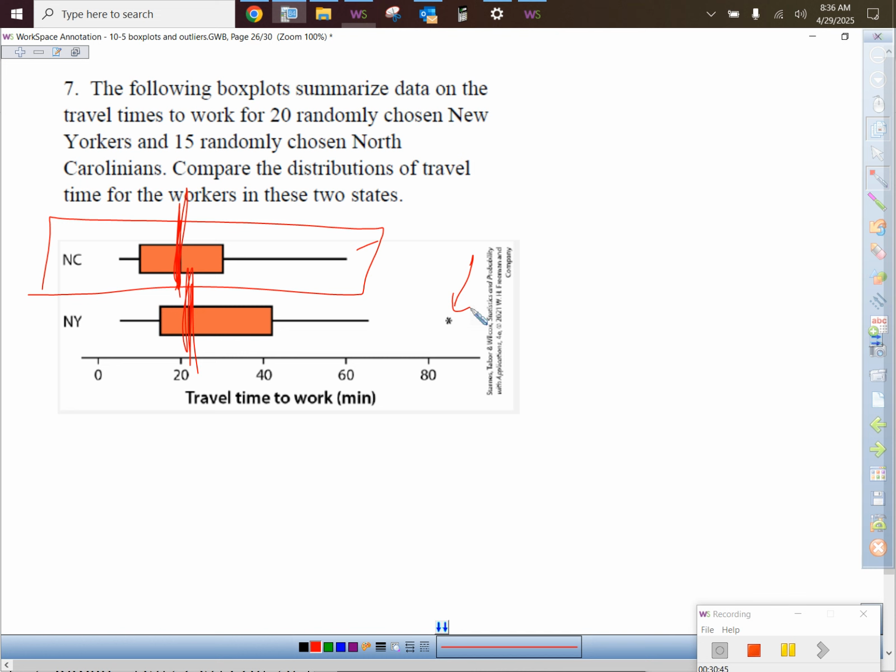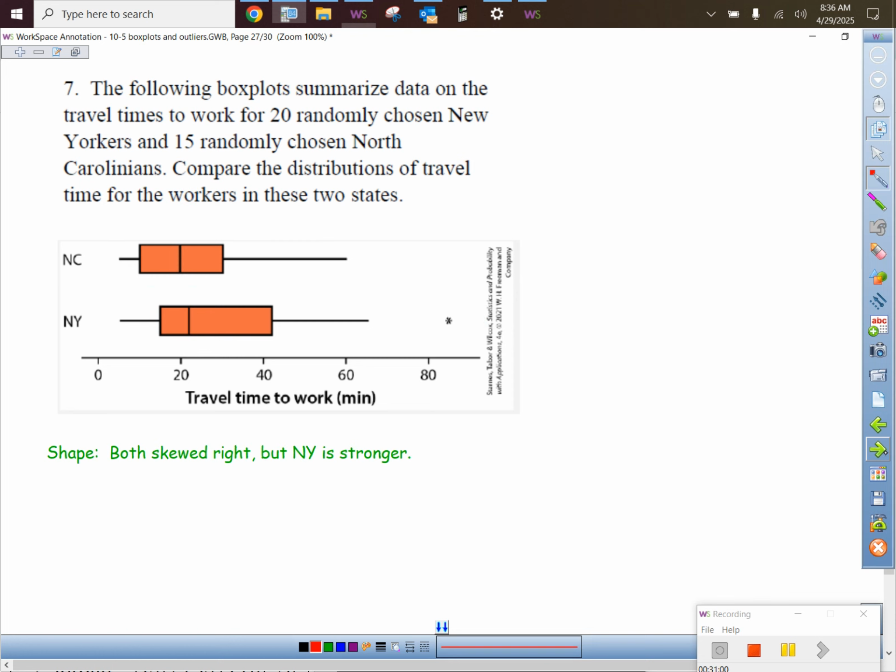Which one's skewed more? New York or North Carolina? New York. You don't need to write all this down. If we just do this out loud, they're both skewed right, but New York is stronger. Is that okay? Any outliers? Very obvious. New York has an outlier at 85. North Carolina has none. They have the data on the back side of this. You don't get the data on the worksheet, but if you remember, that was 85.